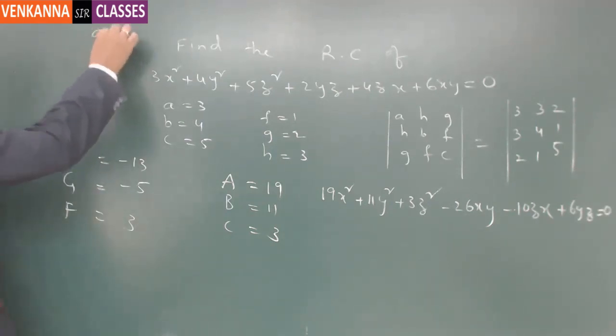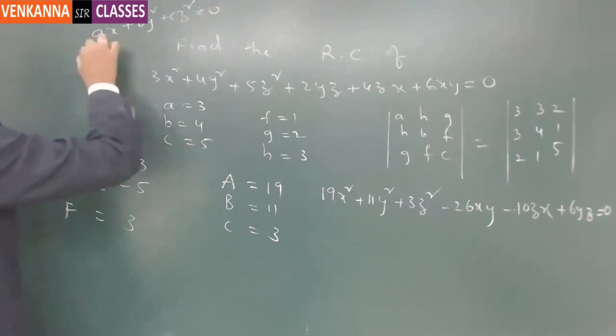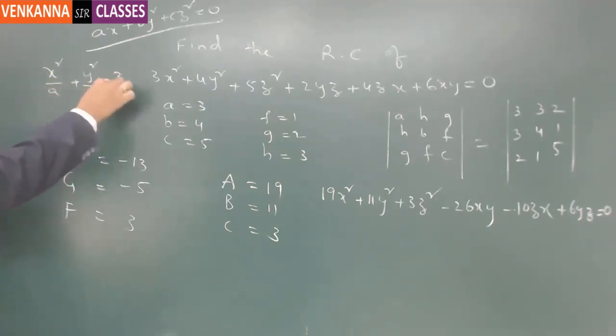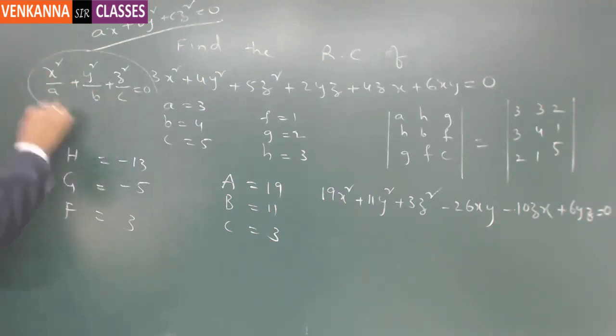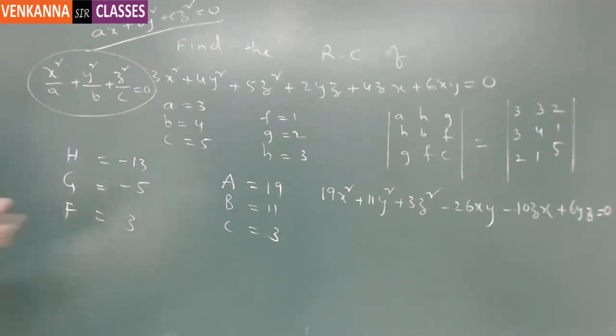Then it will be interesting for you if you do this. Suppose you take the cone equation ax square plus by square plus cz square equal to 0. Now find its reciprocal cone. Then I say that you are going to get x square by a plus y square by b plus z square by c equal to 0. So if you substitute the values in the matrix a, h, g, everything, you will get the reciprocal cone equation like this. You take it as an assignment.